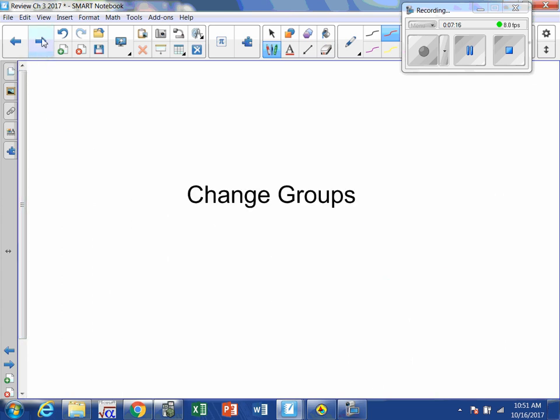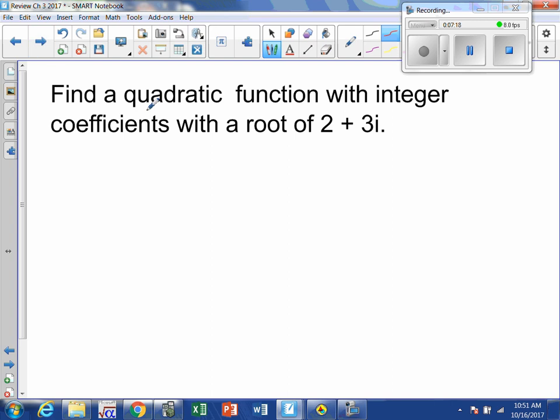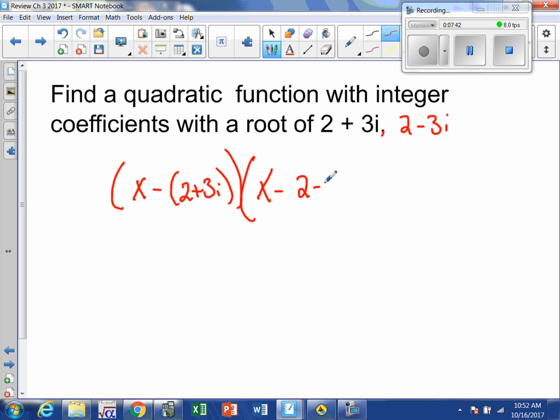So, another one that kind of looks into that. Find the quadratic function with integral coefficients with a root of 2 plus 3i. Well, by our conjugate root theorem, if 2 plus 3i is a root, then 2 minus 3i is also a root. So if those are the roots, our factors are x minus (2 plus 3i) and x minus (2 minus 3i).